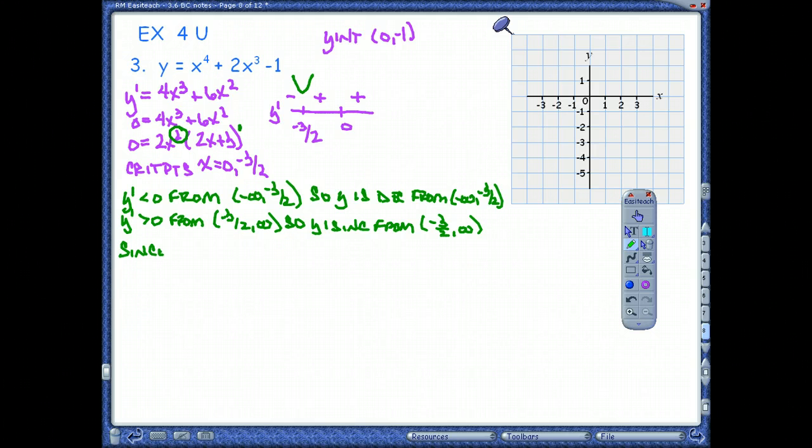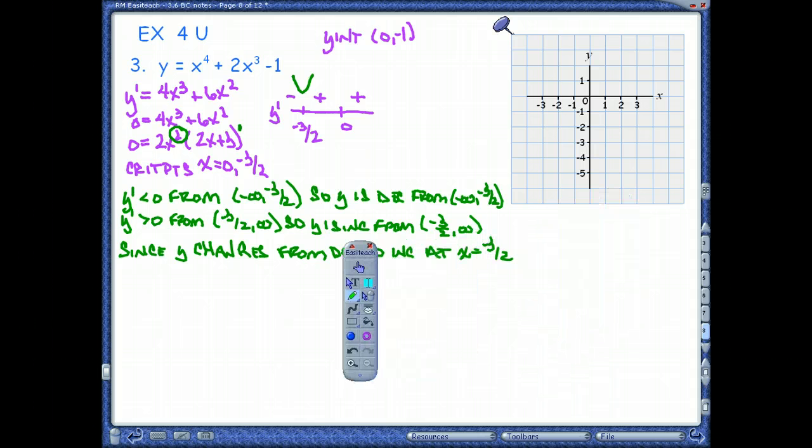Since y changes from decreasing to increasing at x equals -3 halves, and I'm going to put the point here because I need to find the y value, so (-3 halves, whatever that y value is going to be) is a relative min.